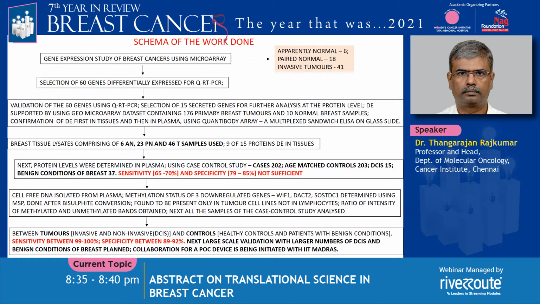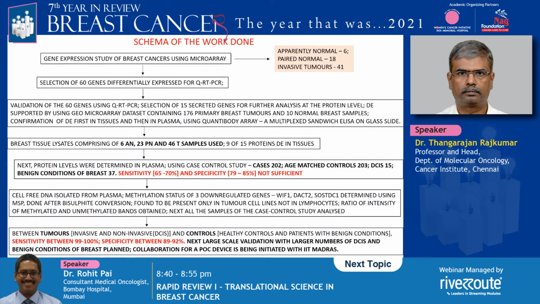as well. Now, when we ran the protein levels and did multi-parametric analysis, the best result was achieved with 6 proteins, and the sensitivity, however, was only 65 to 70%, and specificity was around 79 to 85%, which was not sufficient to be used clinically.